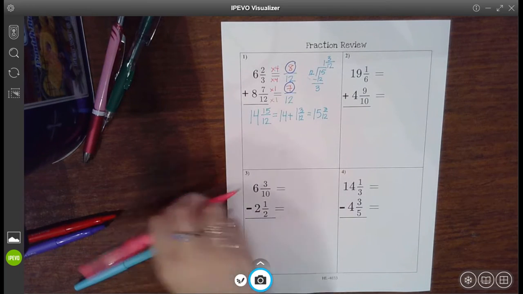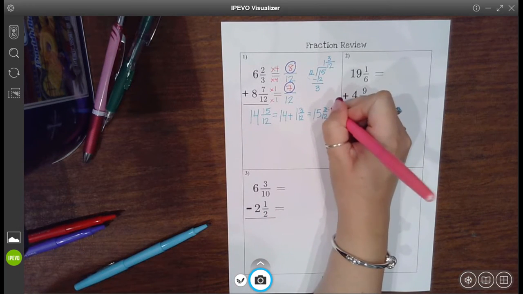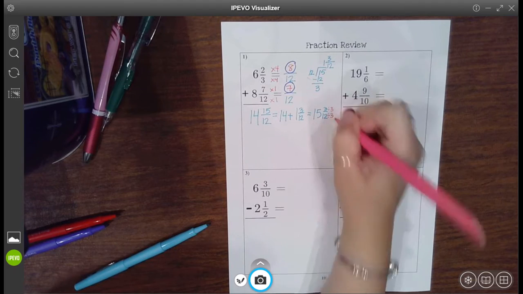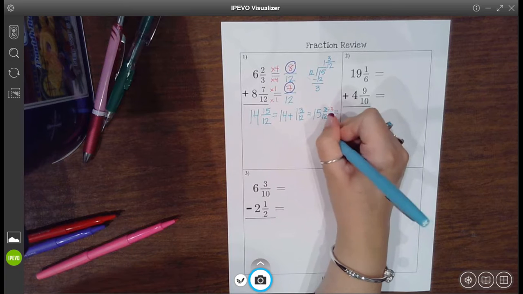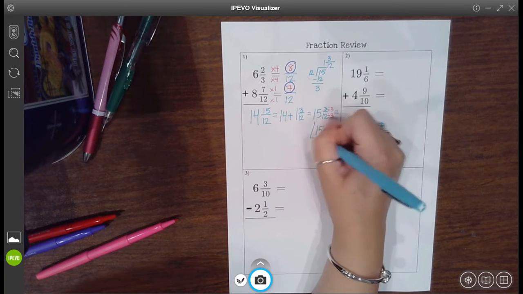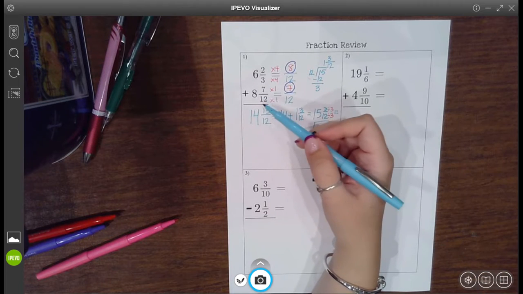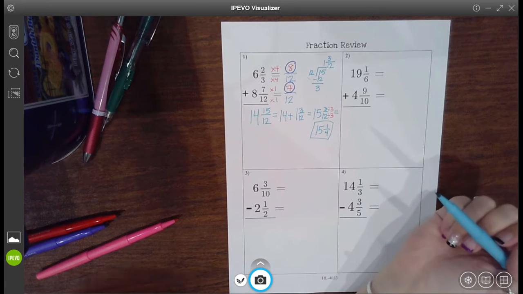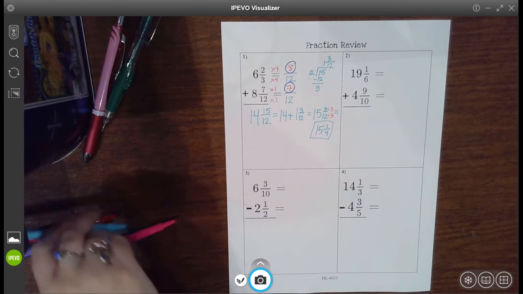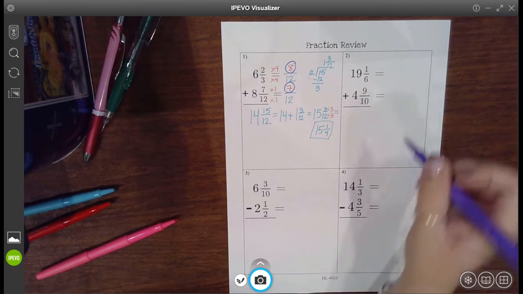Again, as I said earlier, that could reduce by 3, and 3 divided by 3 is 1. 12 divided by 3 is 4, and there's my whole number in front. Now that makes more sense. 6 and something plus 8 and something. Well, 6 and 8 make 14 plus some more. You get 15 and something. Let's take a look at our next one.